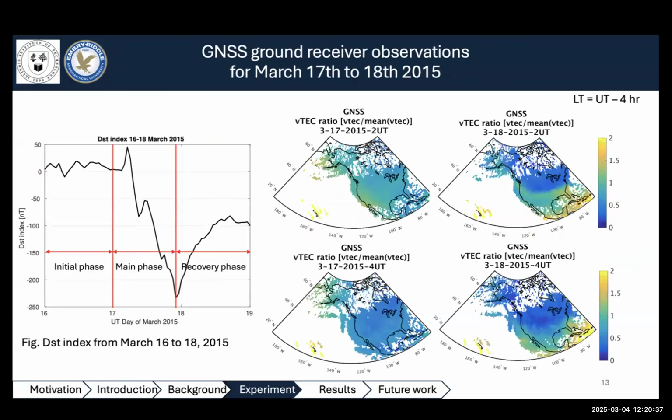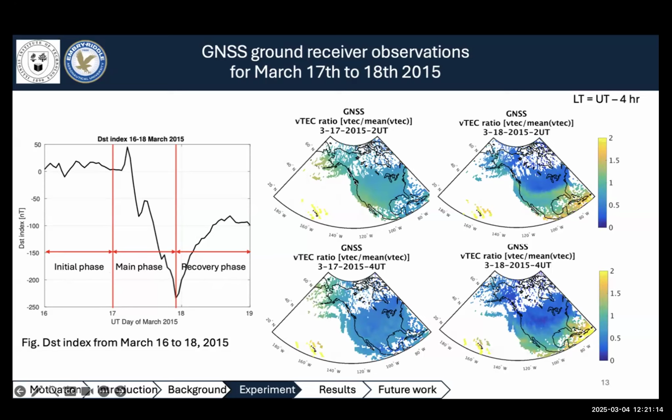So this is the slide showing the storm time information that we will be ingesting. The left-hand side shows the Dst index, where 16 to 17 is the initial phase, and the data that we'll be ingesting is from the 17th to 18th during the storm time. Around 22 UT on the 17th is the main phase, and afterwards is the recovery phase.